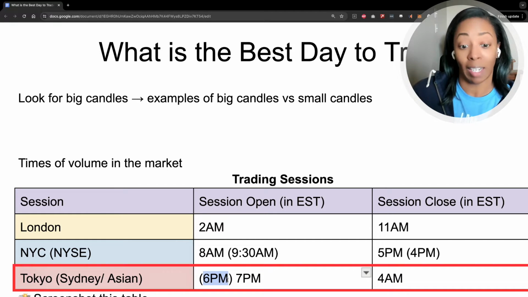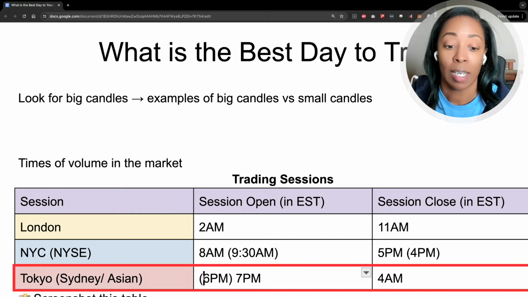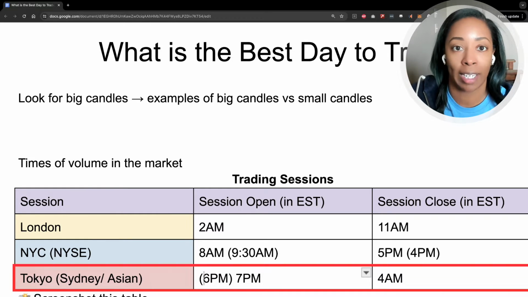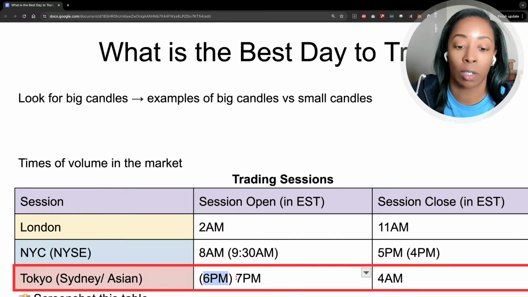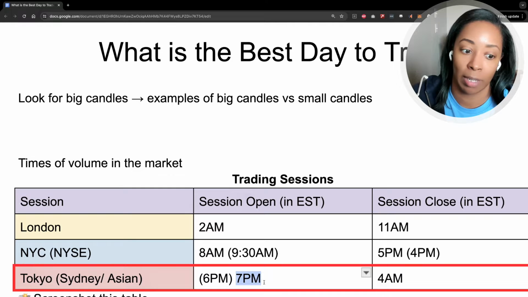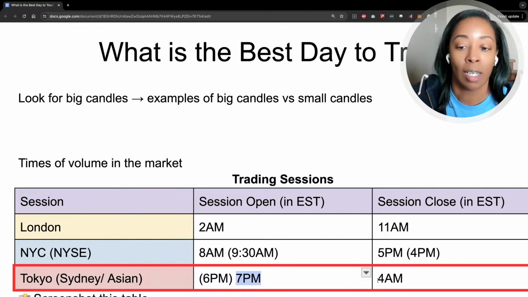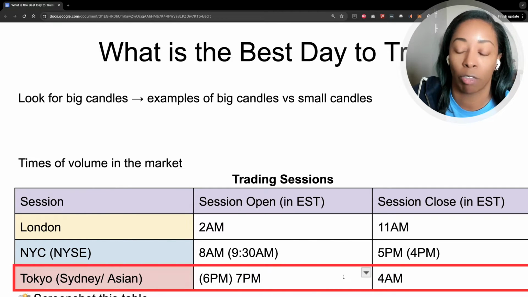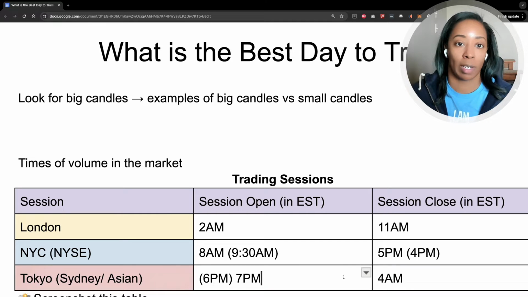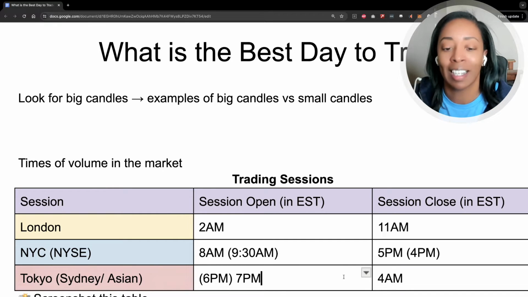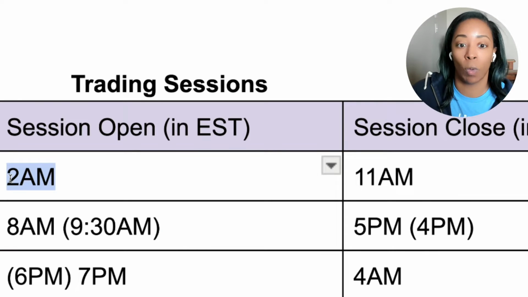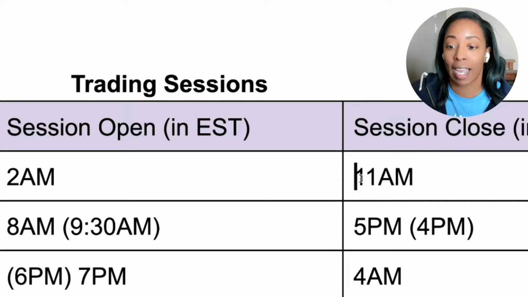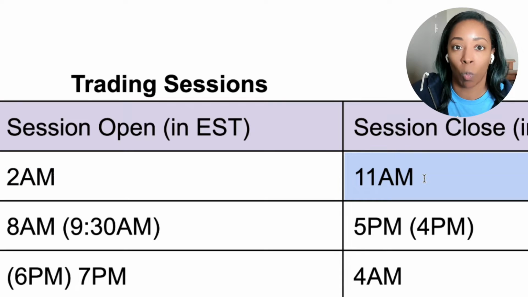So a lot of times you're going to see that particular market have some volume around 6 p.m., even though there may be even more volume at 7 p.m. during this particular session. And then that session closes at 4 a.m. So you may be wondering, well, why is this even important? It's important because you're going to have the most volume in the market when the market opens, and then you're also going to have the most volume in the market when that session closes.